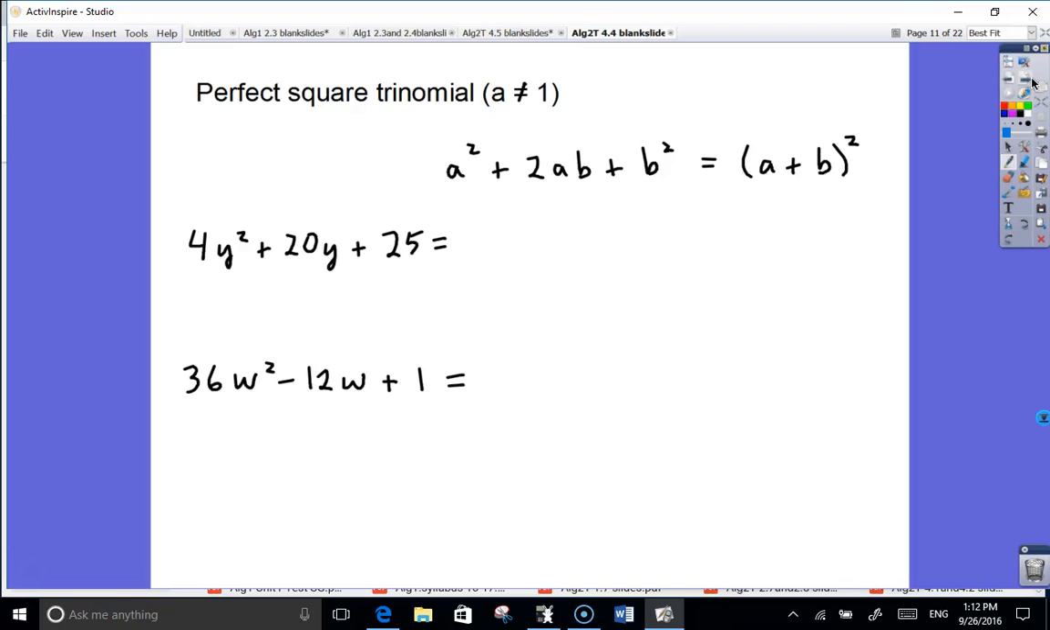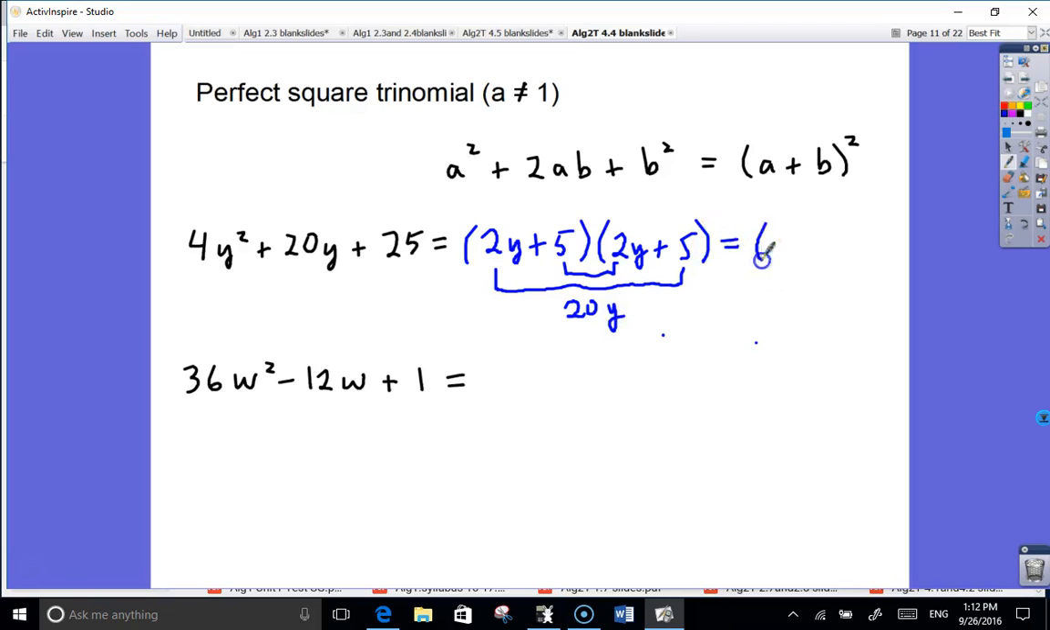So that tells me that there's a good chance that what I've got going here is 2y plus 5, 2y plus 5. That would certainly give me the first and the last term. Does it give me the right middle term? It gives me 2y times 5 is 10y, and then another 5 times 2y is another 10y, so there's 20y. So yeah, that's it. So in fact, this is 2y plus 5, parentheses, squared.